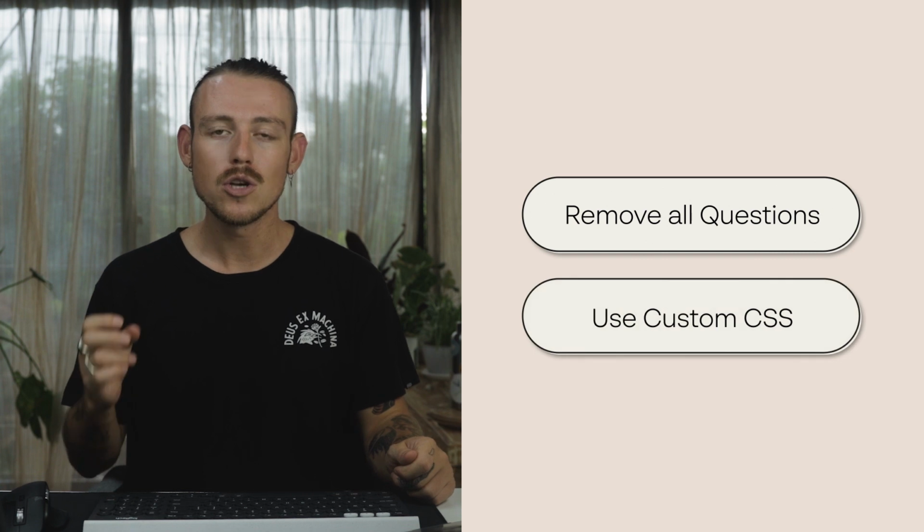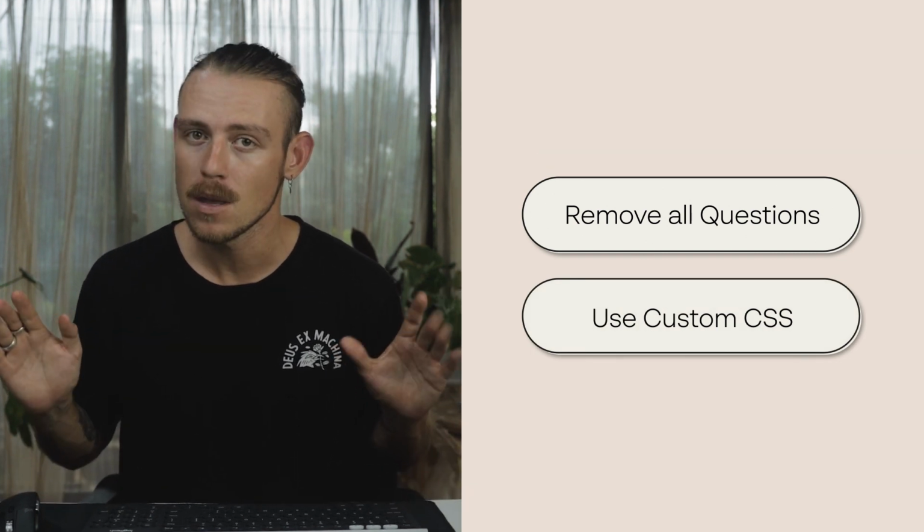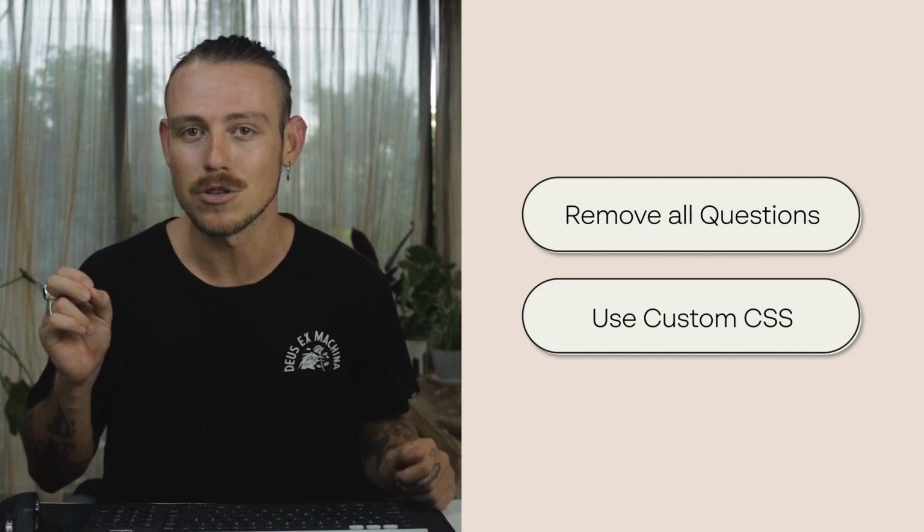Now, let's look at the options of hiding your submit button, of which there are two. Option 1, remove all questions. And option 2, use custom CSS to change the display of your form. However, custom CSS is a feature reserved for our agency plan users only.